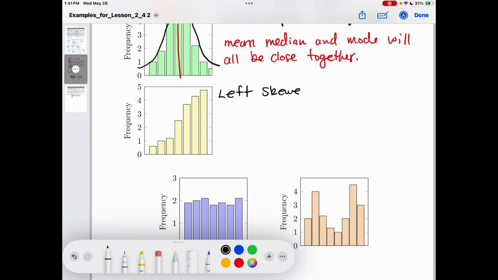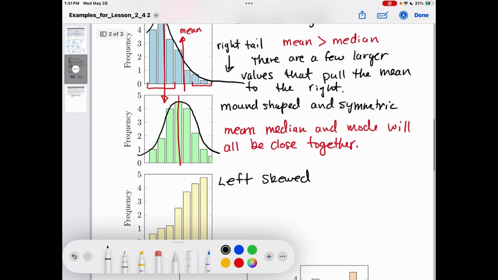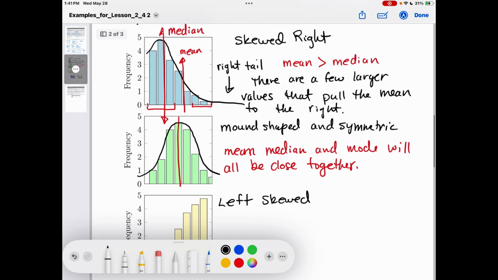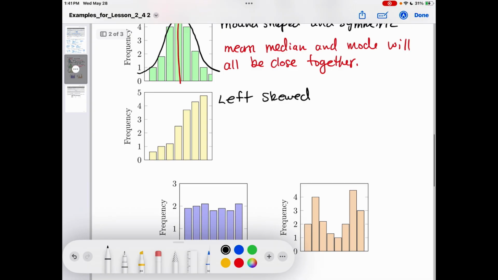Now let's look at the next graph. This is called a left skewed distribution, which is very similar to what we had up here, the right skewed. It's just pointing in the other direction. So when I draw a smooth curve across the tops of these bars, you're going to get a tail going to the left instead of to the right.